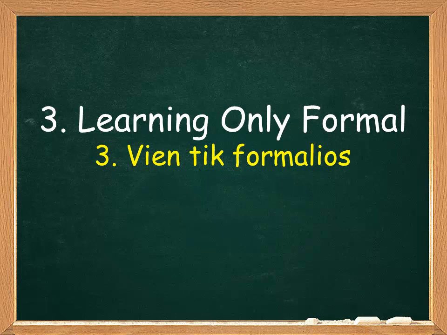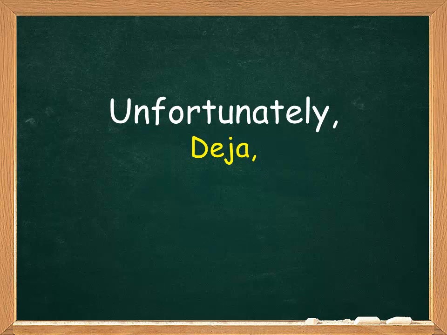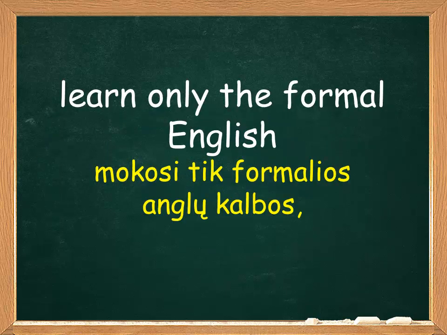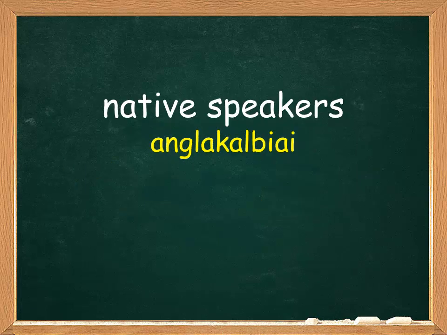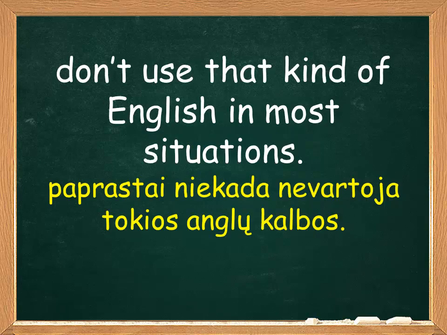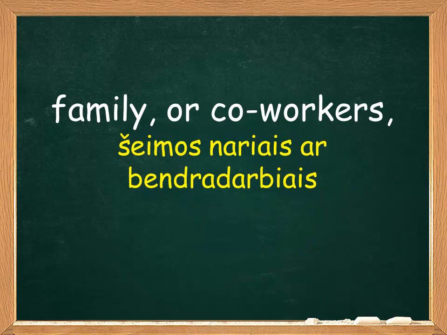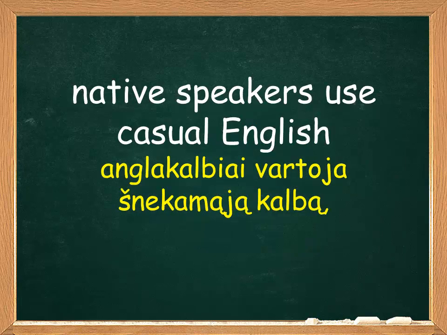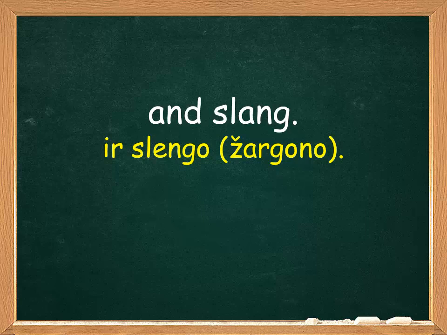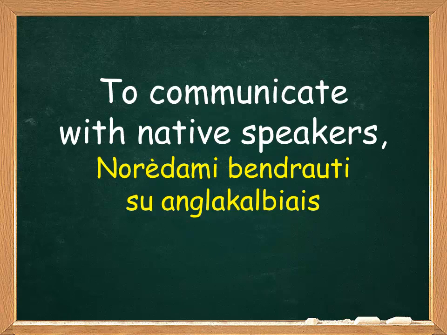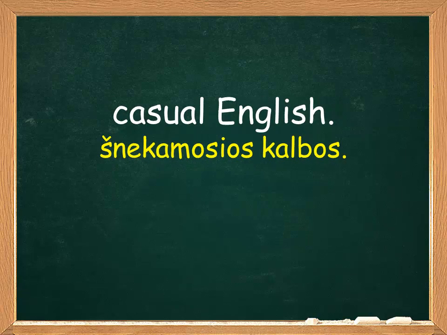3. Learning only formal textbook English. Unfortunately, most English students learn only the formal English found in textbooks and schools. The problem is, native speakers don't use that kind of English in most situations. When speaking to friends, family, or coworkers, native speakers use casual English that is full of idioms, phrasal verbs, and slang. To communicate with native speakers, you must not rely only on textbooks. You must learn casual English.